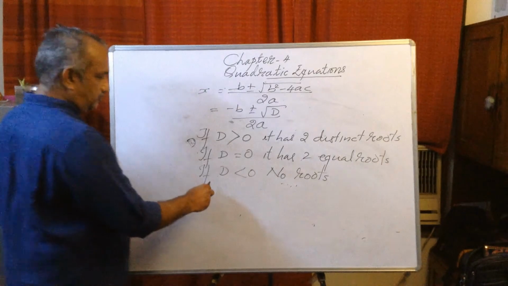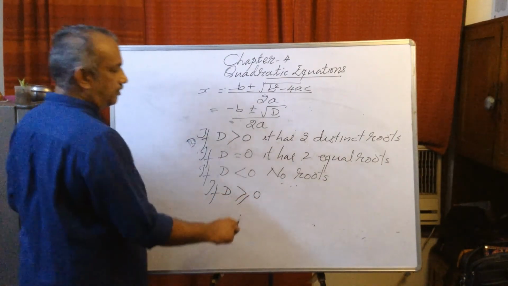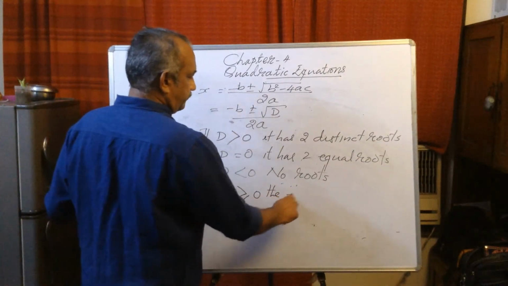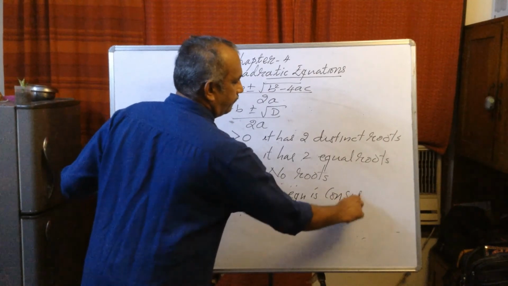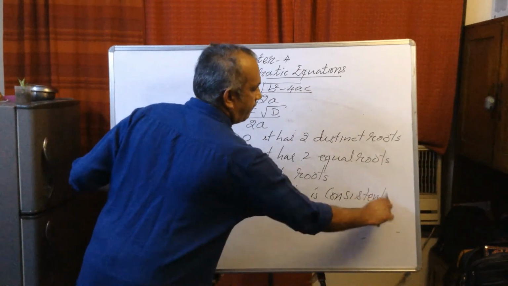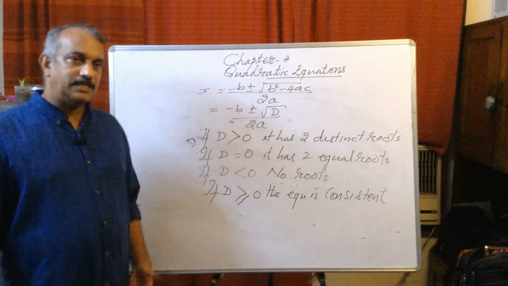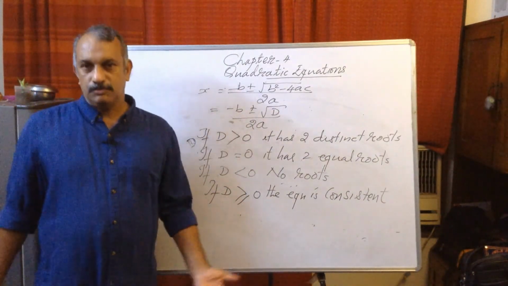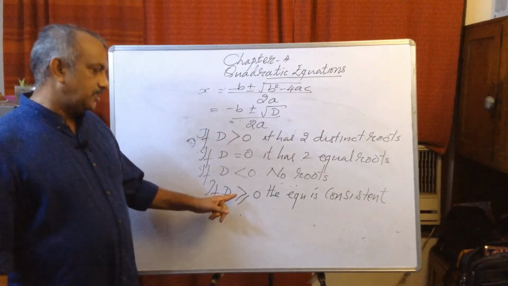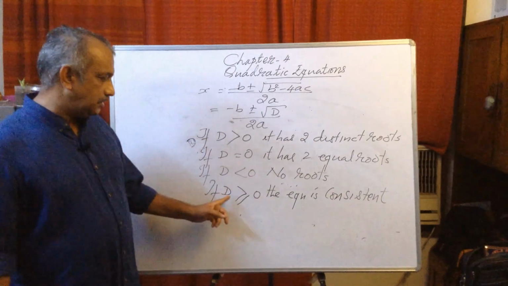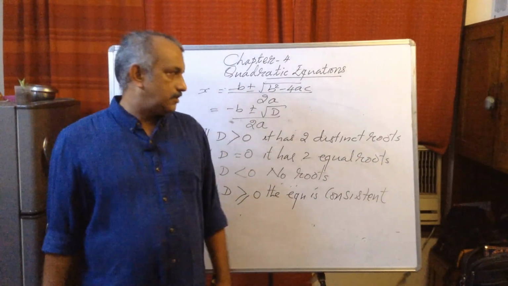Now last one, if D is greater than or equal to 0, the equation is consistent. This is a condition, consistency. Consistent means whether it has a solution or not, maybe one solution or two solutions. So it is consistent if D is greater than 0 or equal to 0. So together, if D is greater than or equal to 0, the equation is consistent.